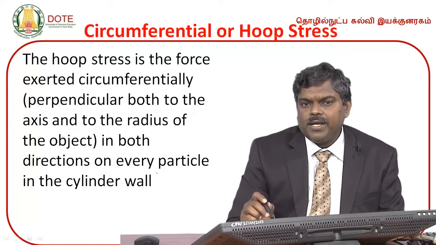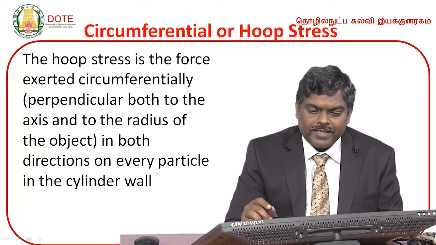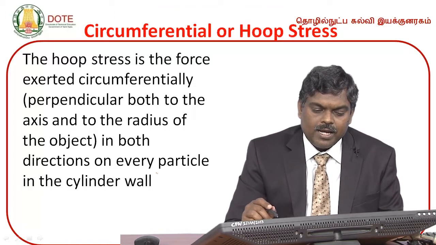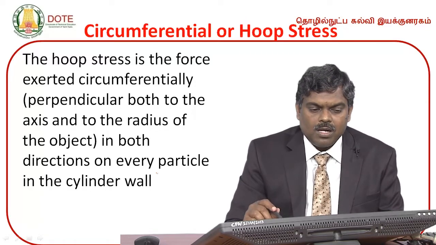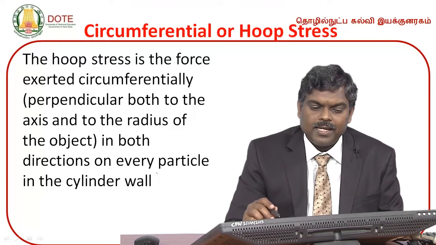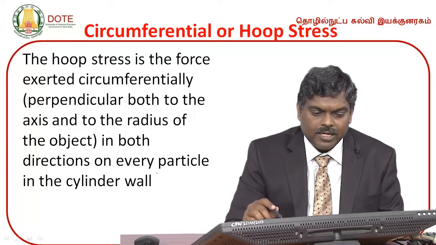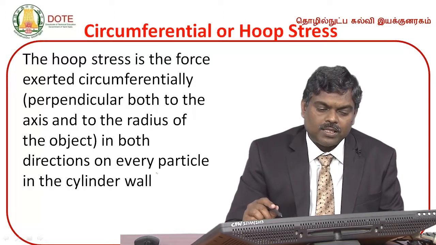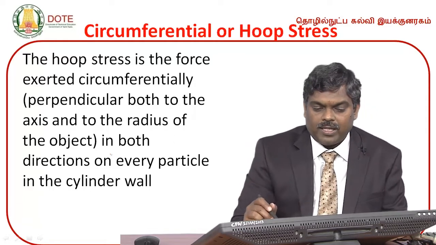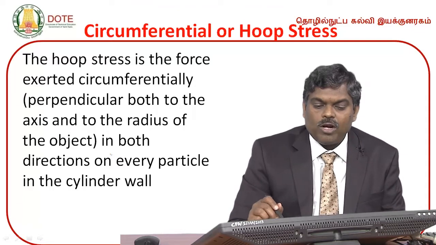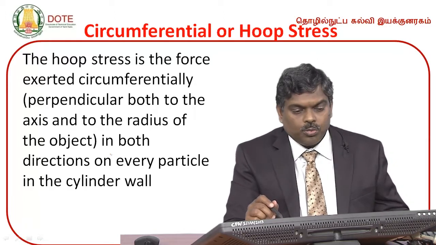Now, we are going to see what is a circumferential or hoop stress. The hoop stress is the force exerted circumferentially in both directions on every particle of the cylindrical wall. This circumferential force is applied perpendicular both to the axis and to the radius of the object. It is called the hoop stress.